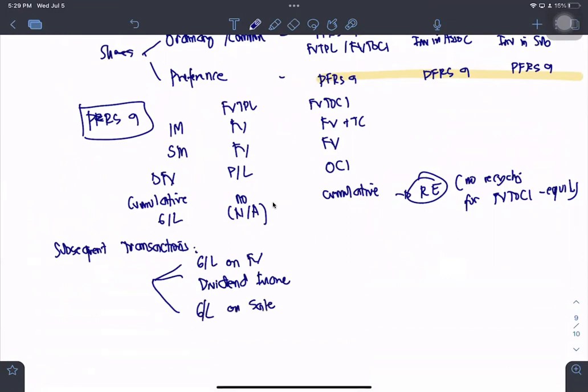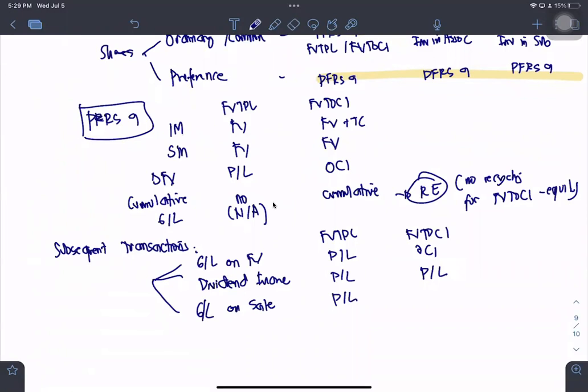Again, on your gain or loss on changes in fair value, for FVTPL, you place that in your profit or loss. FVTOCI, you place that in your OCI. Dividend income under FVTPL is profit or loss. FVTOCI, profit or loss. Gain or loss on the sale of your equity security, where will we place it?